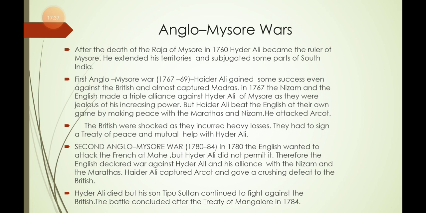Second Anglo Mysore War, 1780 to 84. In 1780, the British East India Company wanted to attack the French at Mahe. French means the French East India Company, situated on the west coast of Mysore. The English wanted to attack Mahe, a place near the west coast of Mysore.